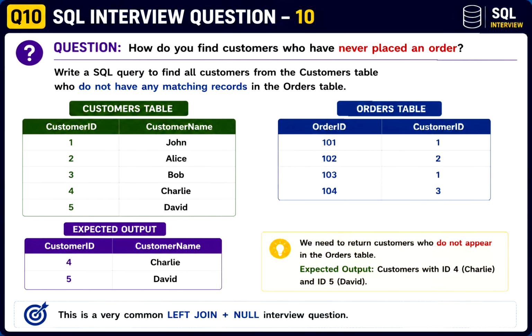In a real-time example, imagine an e-commerce website. The business wants to know which customers signed up but never purchased anything, who should receive promotional emails, and which customers need follow-up campaigns. This is where this query is useful. As an interview tip, whenever you hear records not present in another table, customers without orders, employees without managers, products without sales, think about left join plus is null. That's the key concept behind this interview question.